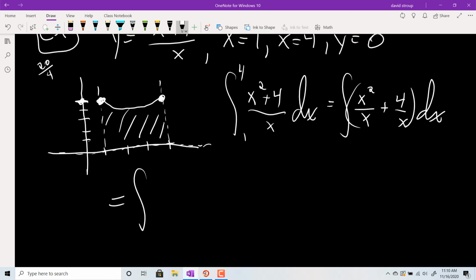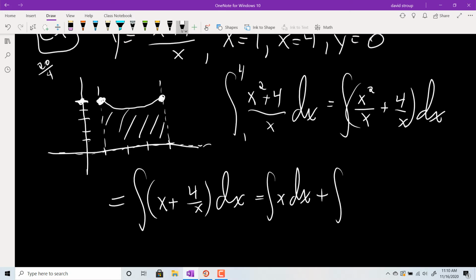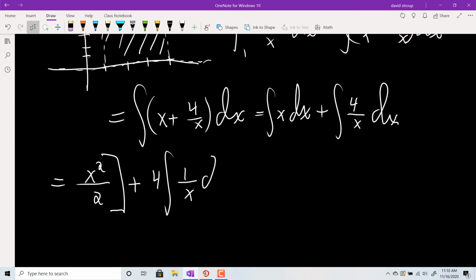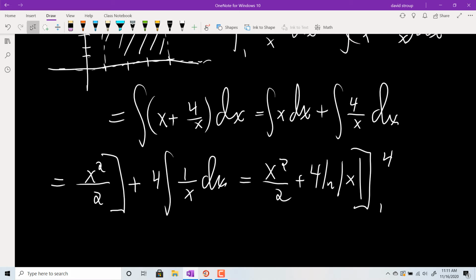Simplify those expressions, so I have x plus 4 over x dx, and then each one of those we should be able to integrate, right? If you need to break it into two integrals, go ahead, plus the integral of 4 over x dx. The first integral is going to be x squared over 2, and then plus, I can factor out 4 from this guy and end up with our integral of the day. So we'll end up with x squared over 2 plus 4 ln absolute value of x, and then we have to remember to evaluate from 1 to 4.